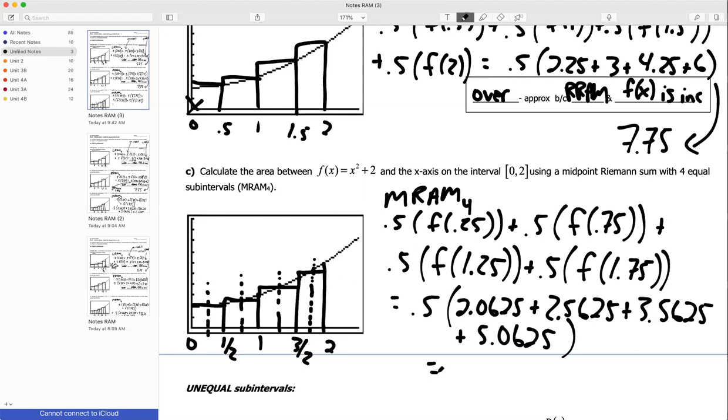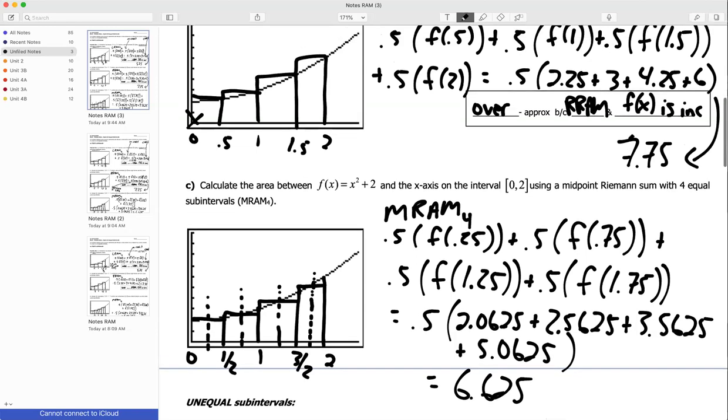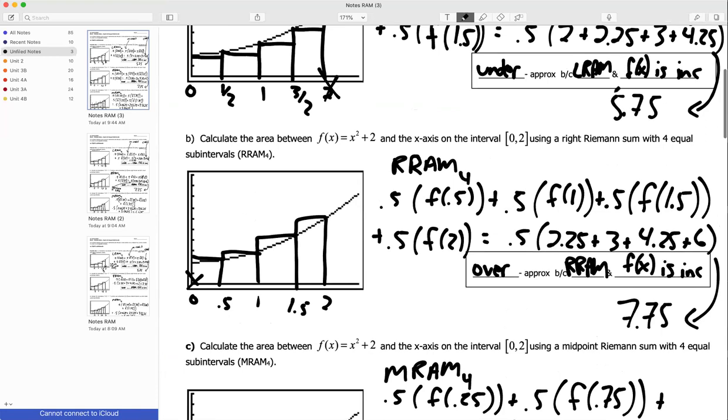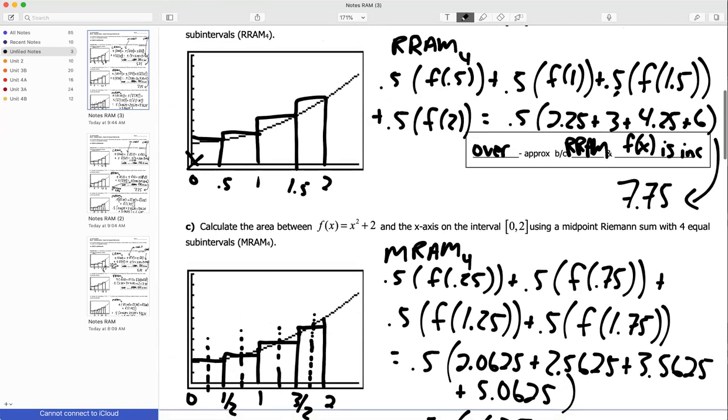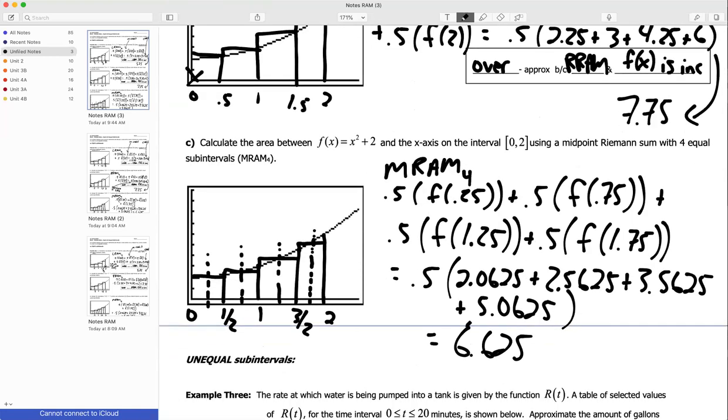And somebody want to help me out? What'd you get? 6.625. And does that make sense in the context of this problem? It should, right? Because my overestimation was 7.75 and my underestimation was 5.75. And so my midpoint should be in between those two values, and it is.